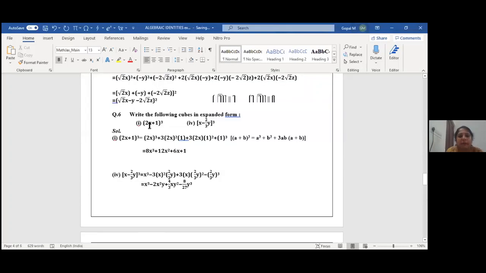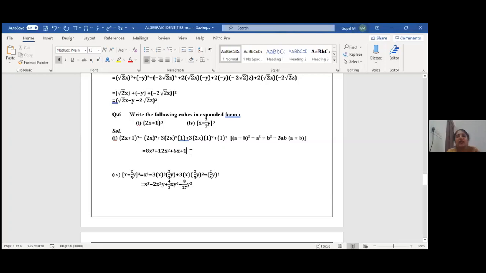Here, in the place of a, put 2x. In the place of b, put 1. So a cube plus 3a square b plus 3ab square plus b cube. So 2x whole cube means 2 cube is 8 and x cube, plus a square, 2x whole square means 4x square, into 3 is 12x square, into 3 into 2 is 6x, and 1 cube.